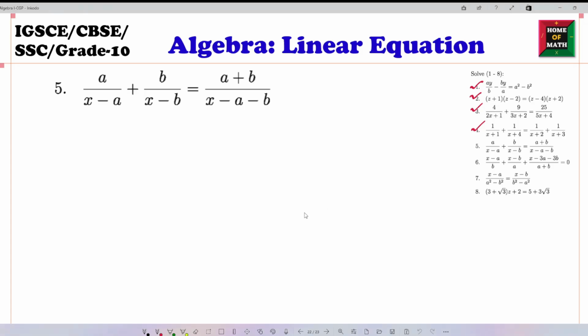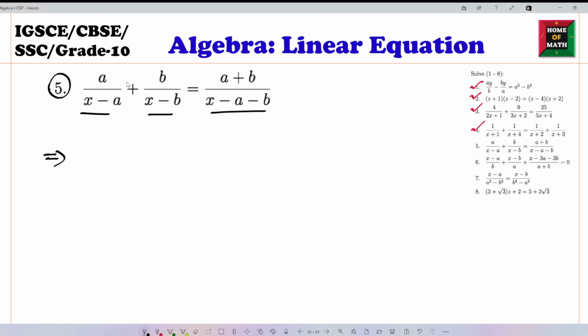In this video we are going to solve linear equation number 5. Already we have solved numbers 1, 2, 3, 4 in the last videos. Let's start. Here we have 3 fractions. We have to find out the value of x.